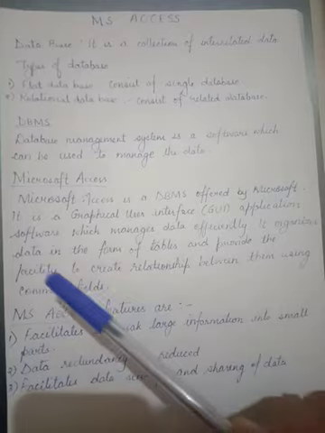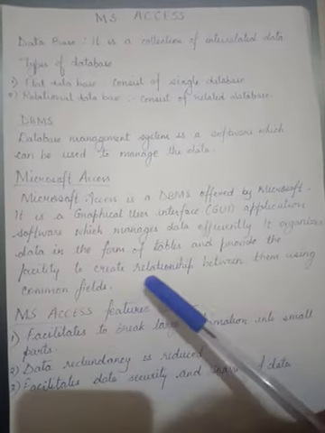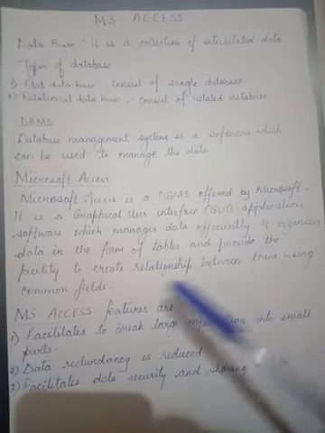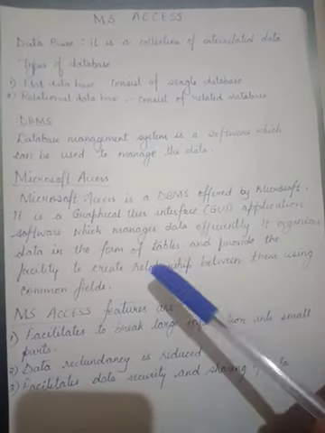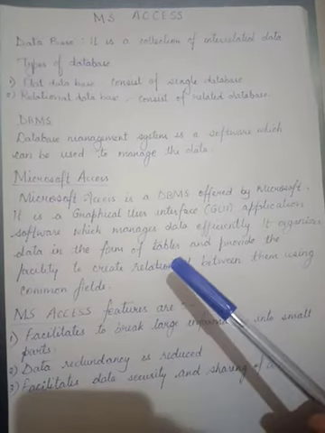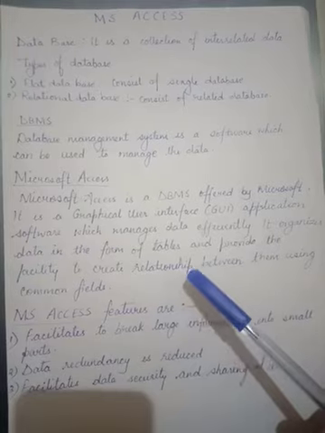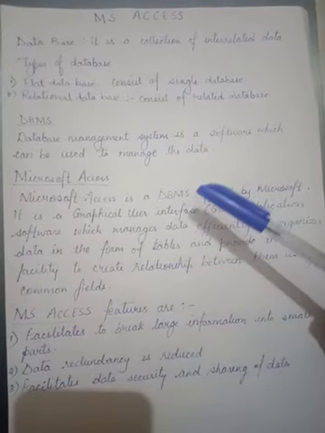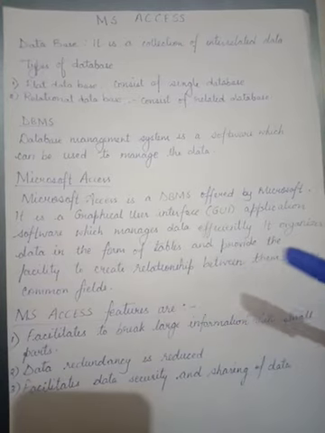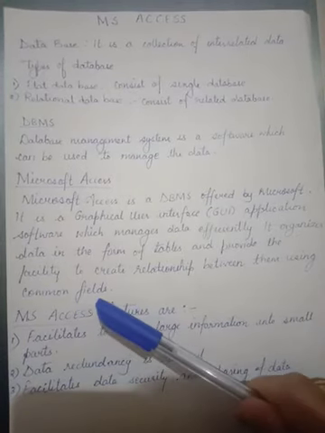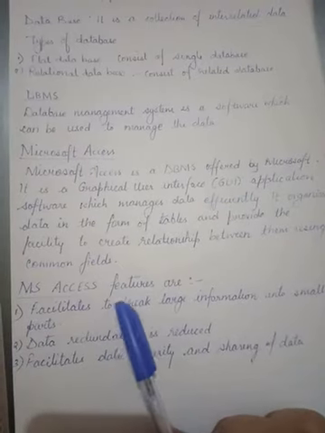It organizes data in the form of tables and provides the facility to create relationships between them using a common field. It organizes all this data in the form of tables like a spreadsheet, but it is a relational database that provides us the relation between the two tables, and we can use the relationship by using common fields between the different tables.